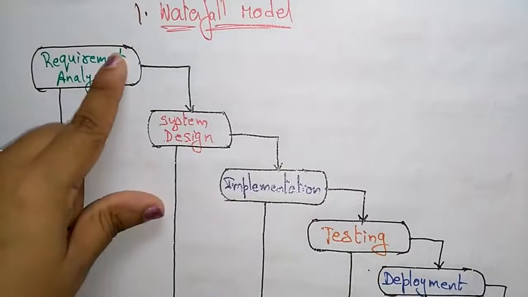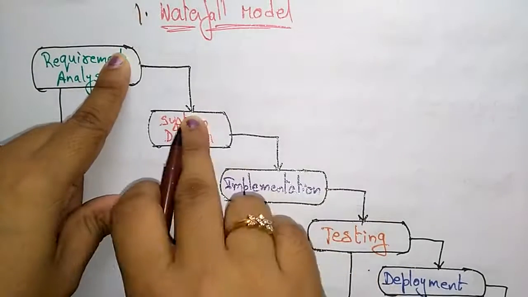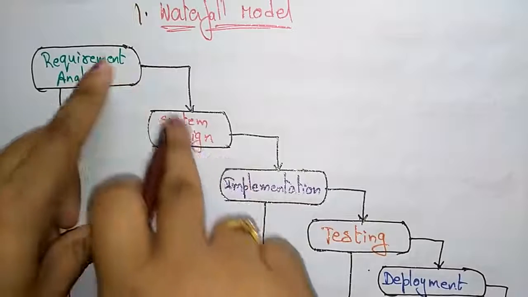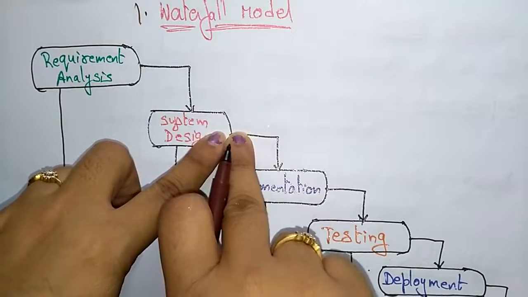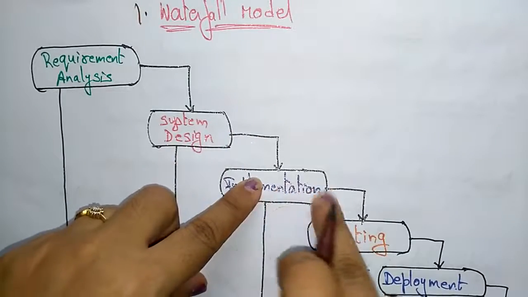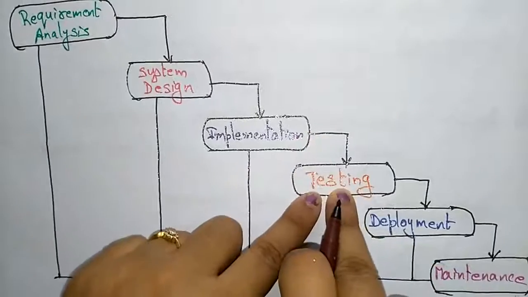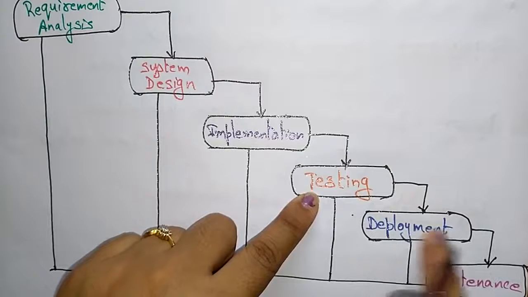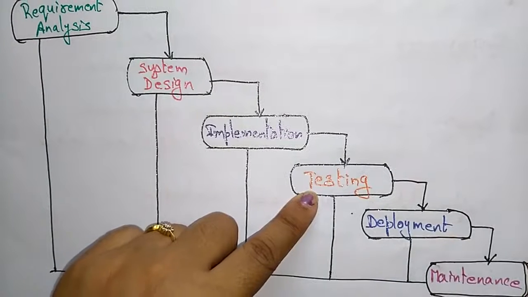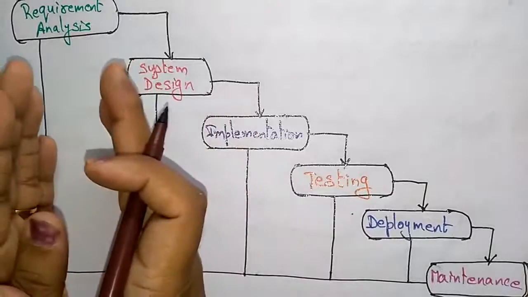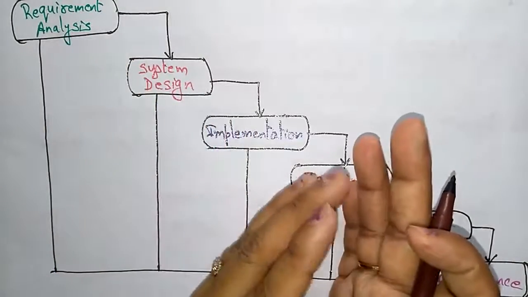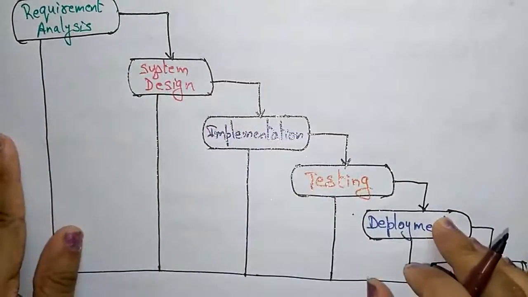Here, the outcome of one phase acts as an input to the next phase. The outcome of requirement analysis is the input to system design. The outcome of system design is the input to implementation. The outcome of implementation is the input to testing. The outcome of testing is the input to deployment, and the outcome of deployment is the input to maintenance. That should be sequential.